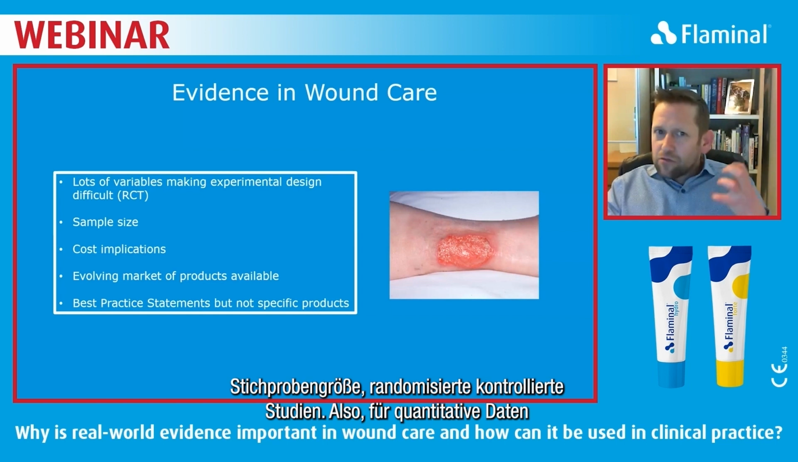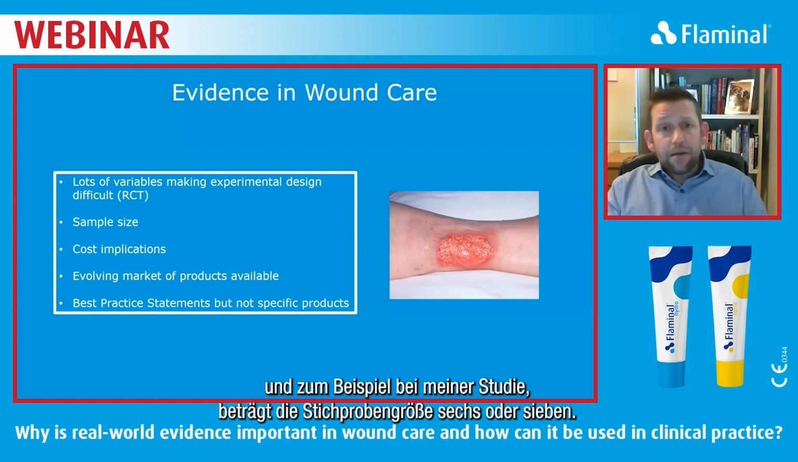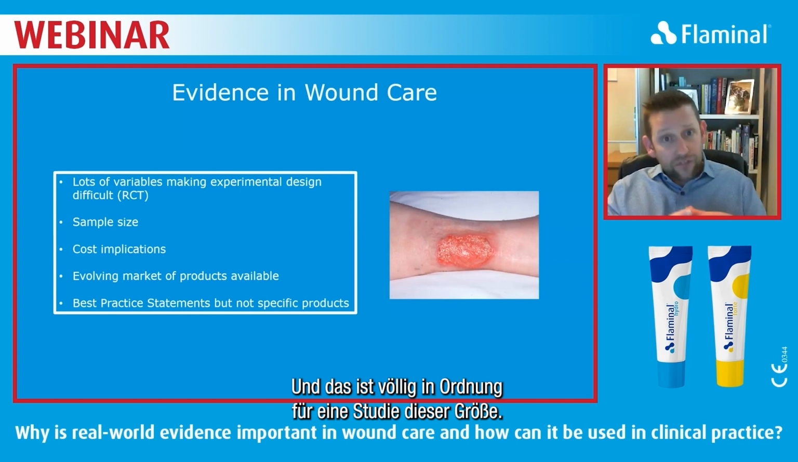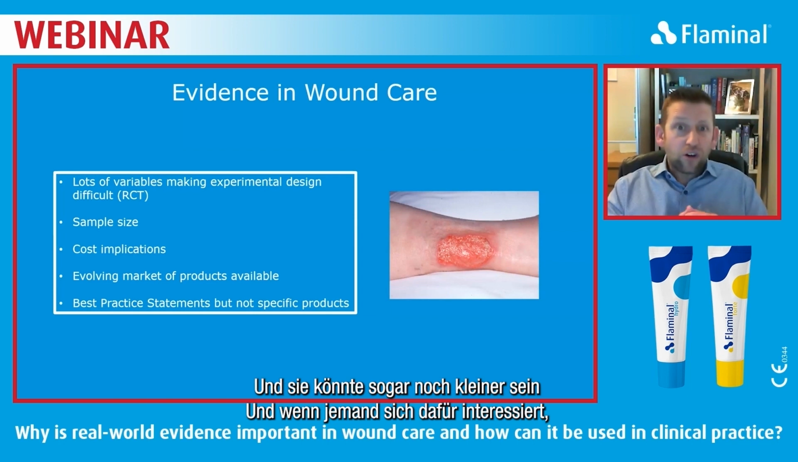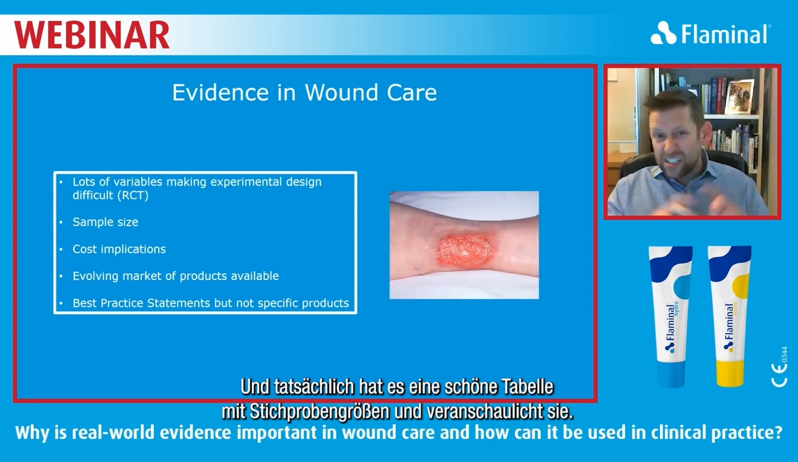Sample size. Randomized controlled trials, so for quantitative data, you need massive sample sizes or very large sample sizes. For qualitative, the example of my study, my sample size is only 6 or 7, and that's completely fine for a study of that size. And you can actually have smaller, depending. If anyone's looking into that, Braun and Clarke have a textbook about qualitative research, and it has a nice table on sample sizes and illustrates that to you.